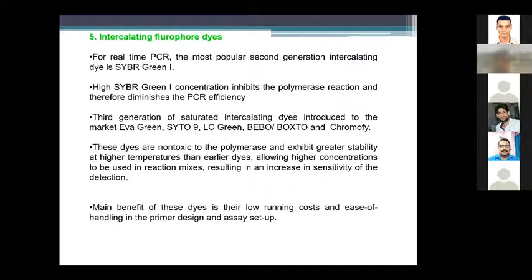So these dyes are non-toxic in nature, and the polymerase exhibits greater stability at higher temperature than the earlier dyes. So it allows a higher concentration to be used in the reaction mixture, resulting in increased sensitivity of detection. The main benefit of this dye is low running cost and ease of handling in the primer designing setup.